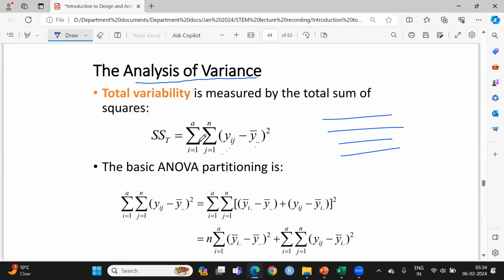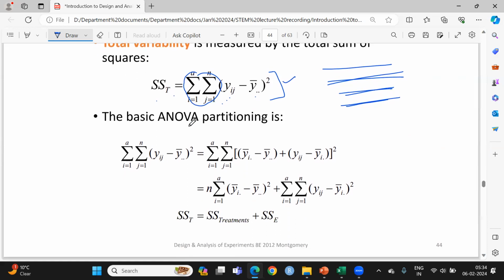Then we have to move to the second row, then the third row, then the fourth row. Then we have to club them. That's why the formula for the total sum of squares is given in this manner by considering two summations, right? So now we are dividing this total sum of squares into two segments. One is called the treatment sum of squares and the second one is called the error sum of squares.